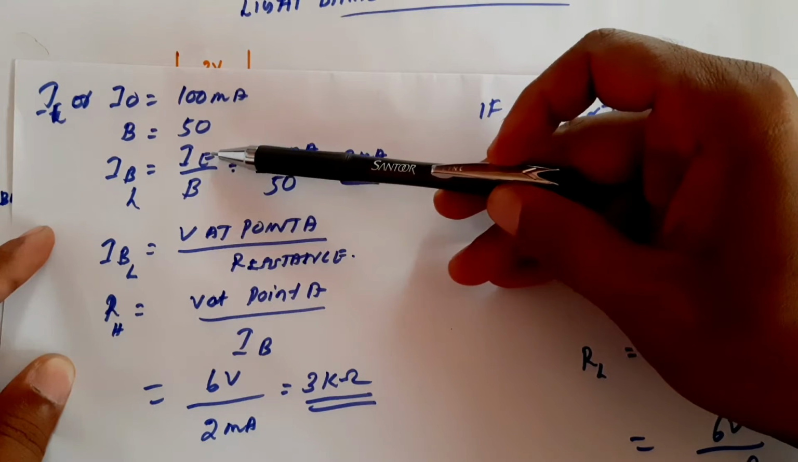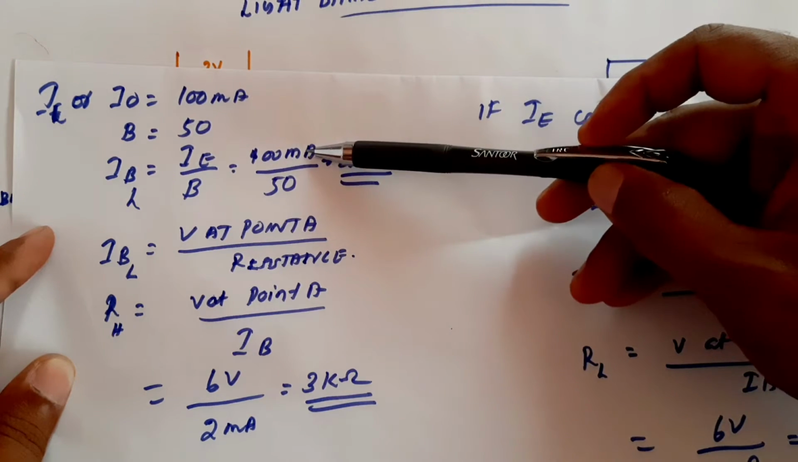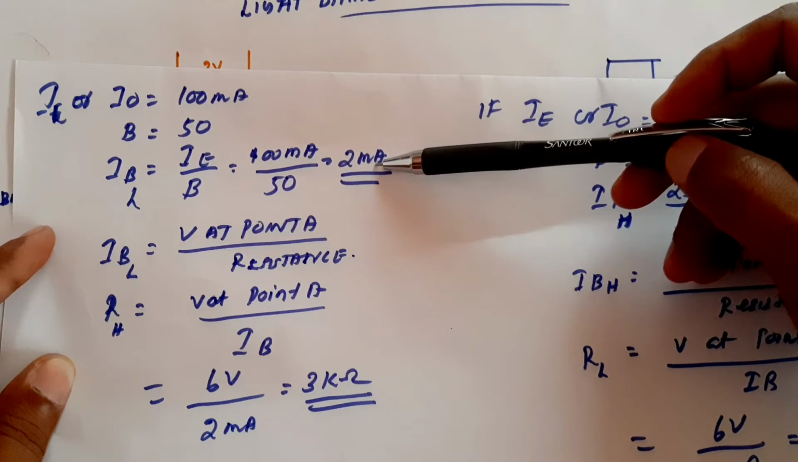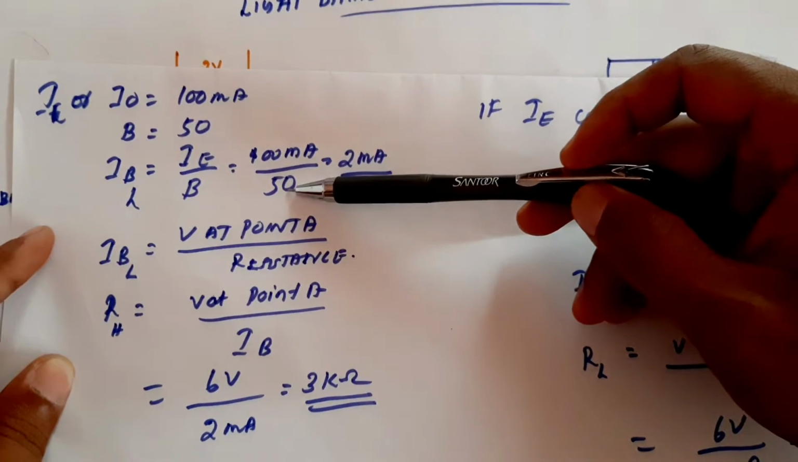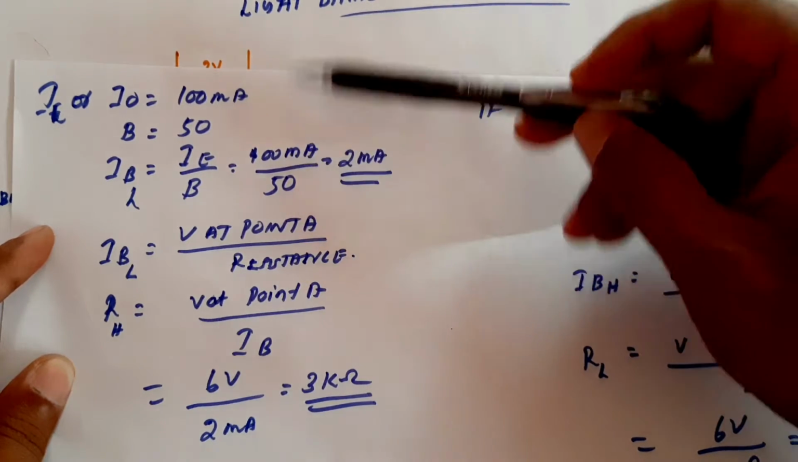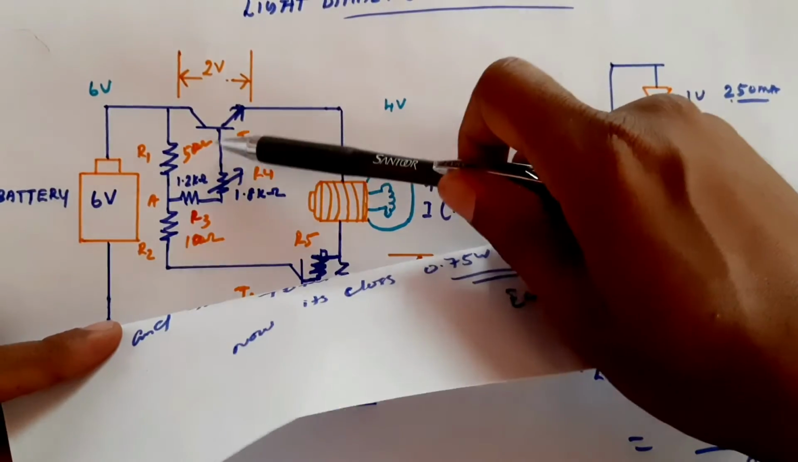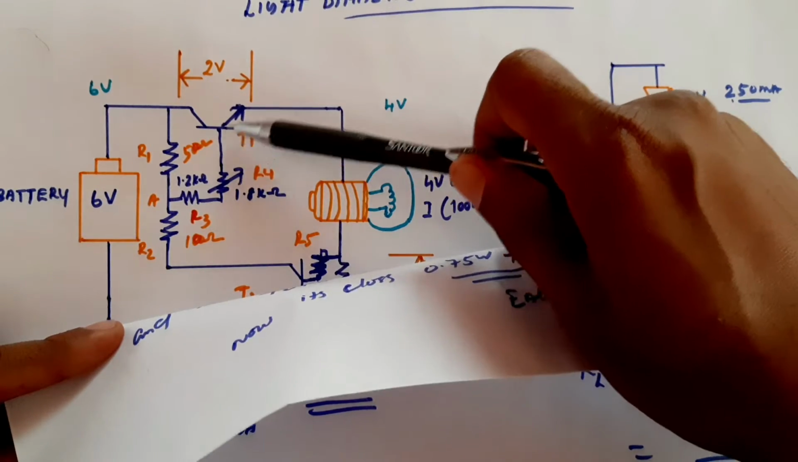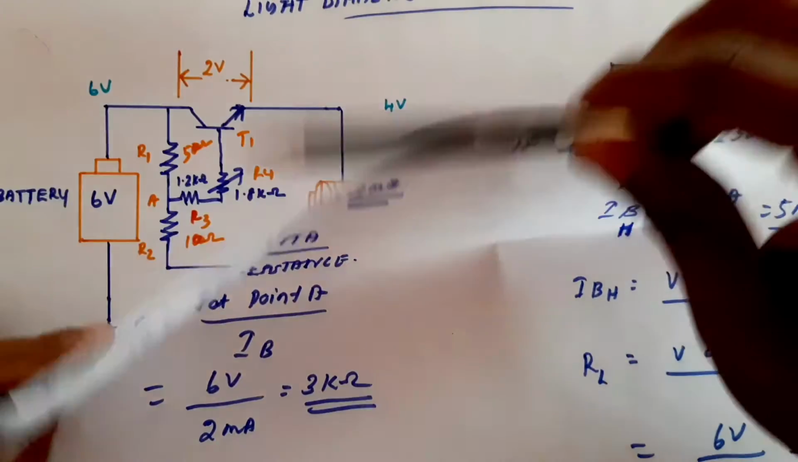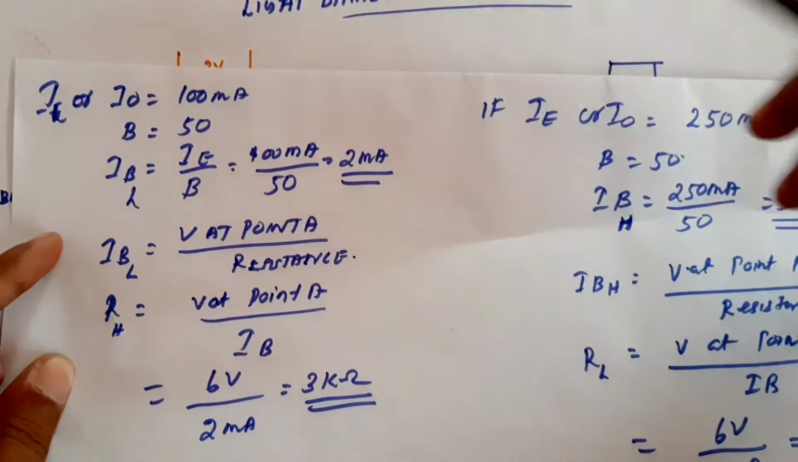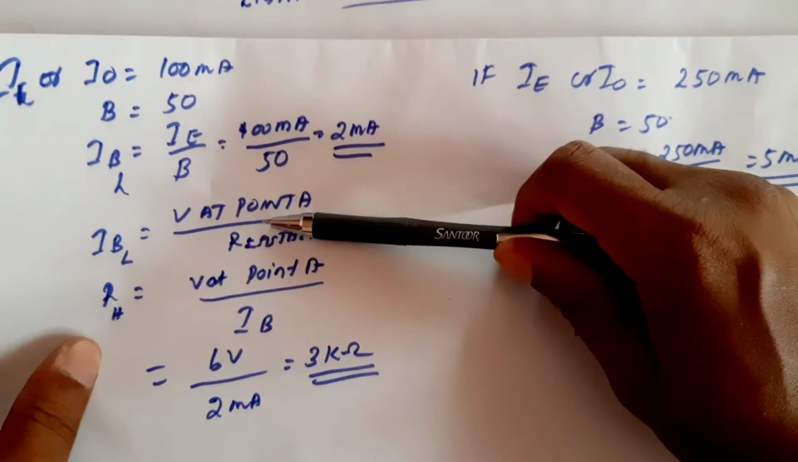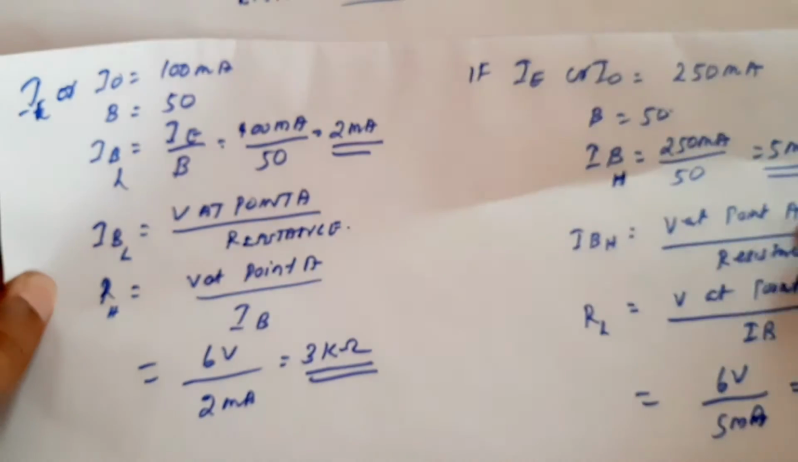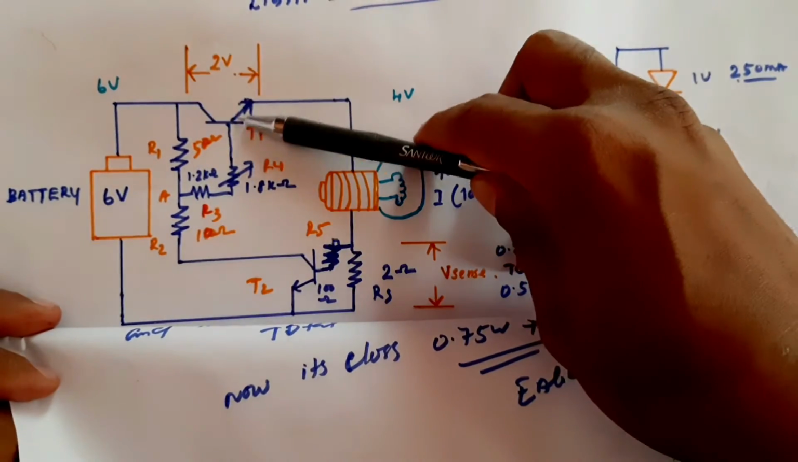Now the base current is given by the output current divided by beta. That means in the base, 2 milliamperes of current has to be there. Then the output current will be 2 into 50, which gives 100 milliamperes. That means at this point 2 milliamperes of current has to be there. Then only the output can flow 100 milliamperes. So in order to get 2 milliamperes on the base, what will we do?